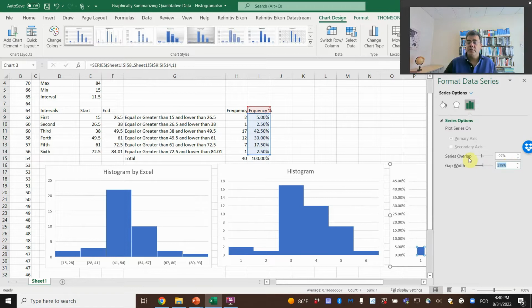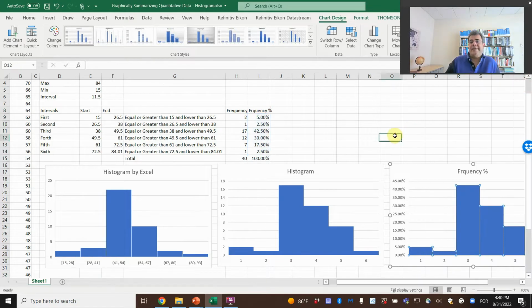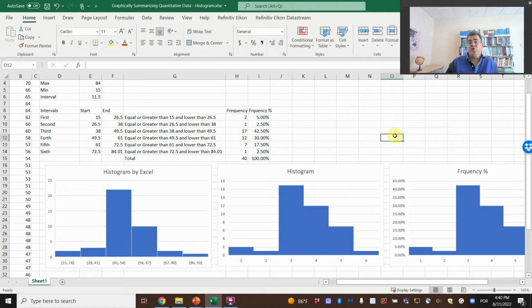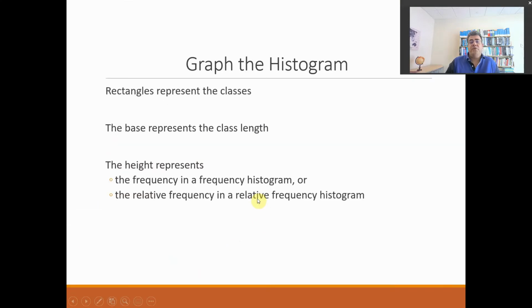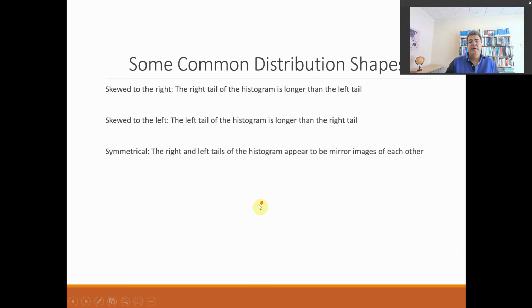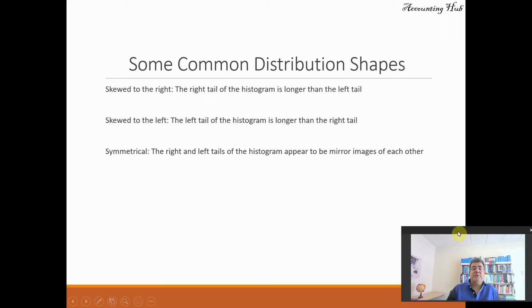And here gap width 0. And then you can make this chart pretty. That's completely up to you. And now, okay, we have our histogram. Now, what kind of distribution do we have? So graph the histogram here, and then distribution shapes.